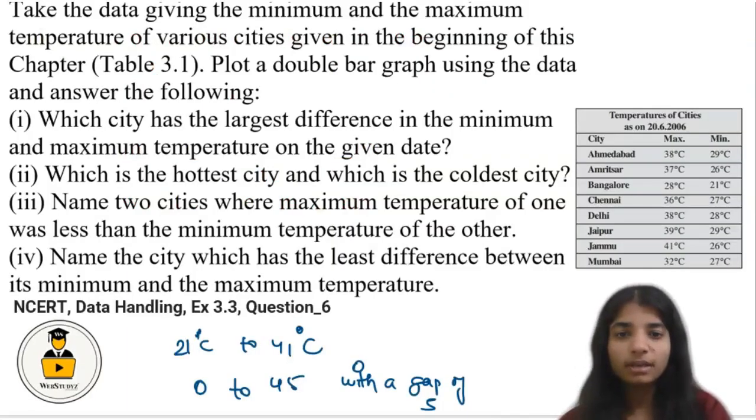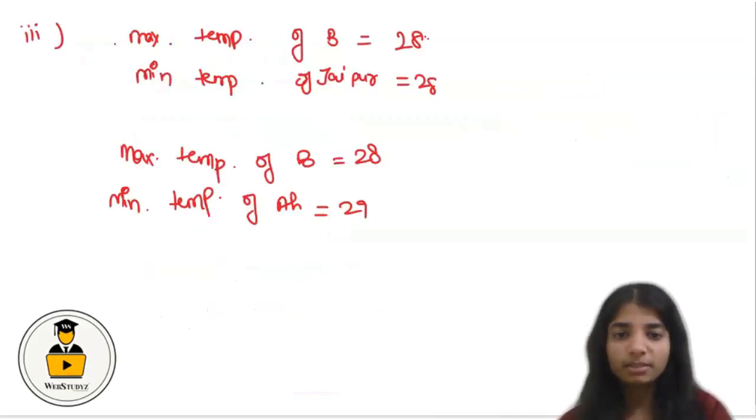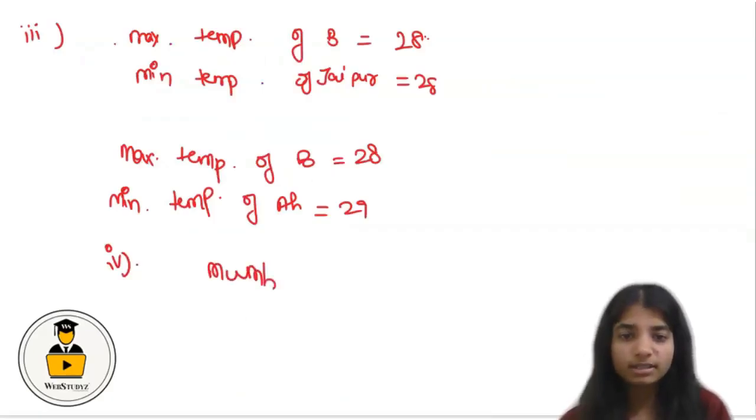Now part 4. Name the city which has the least difference between the minimum and the maximum temperature. So here you can see the difference. Mumbai has 5 degrees Celsius difference between the minimum and the maximum temperature. So the answer to the fourth part is Mumbai. So this is the answer to the given question.